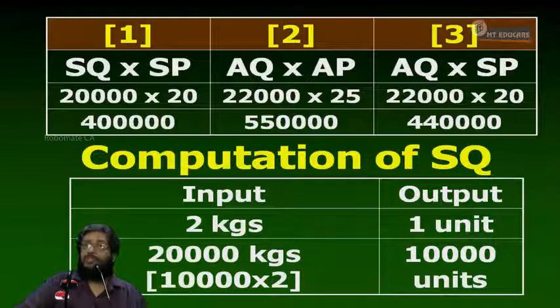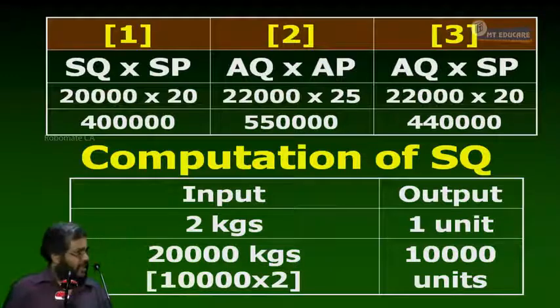Tell me, price variance, what's the formula? 3 minus 2. In 3 and 2, quantity is same or different? Price is same or different? Here it is called what variance? Price variance. Right or not? Now, next is what variance?